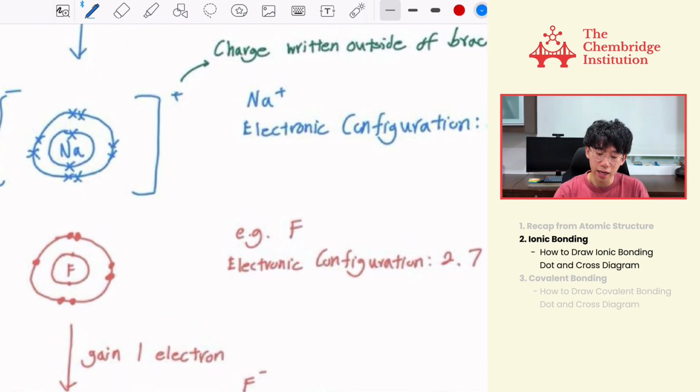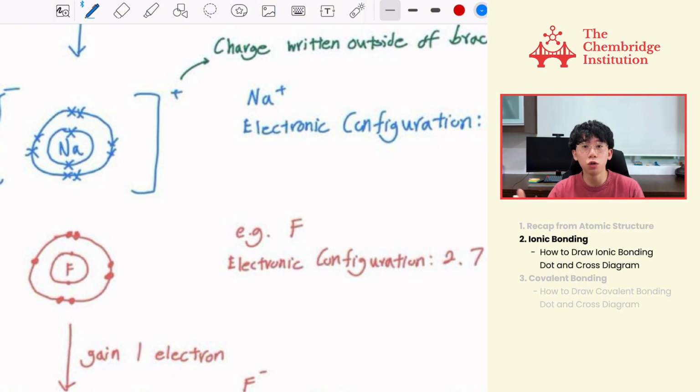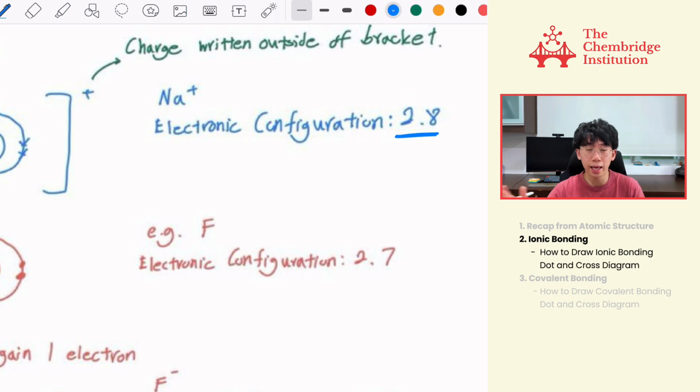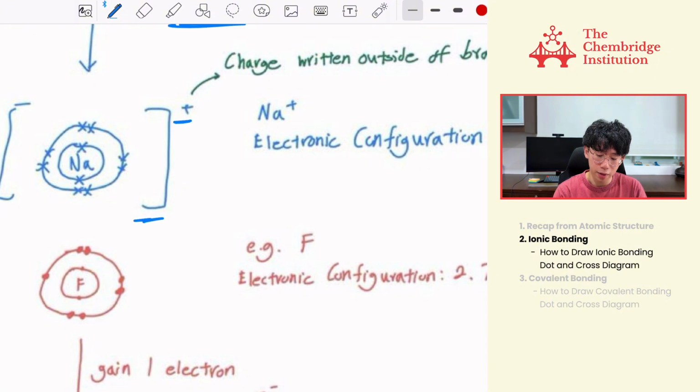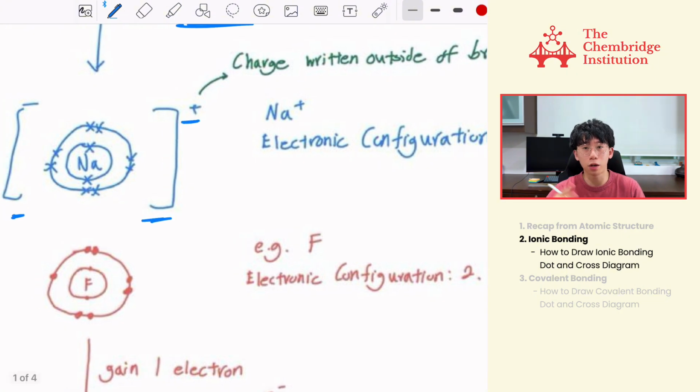This would end up creating a new dot and cross, where because of the new electronic configuration of sodium, it will have a 2.8 electronic configuration instead of 2.8.1 because it lost the 1 electron. And because of that, it wouldn't have a third shell. So when you're drawing the dot and cross for the ion, you don't need to draw the third shell itself because it's empty, it doesn't exist. And it will have a square bracket and a plus charge that is always written on the outside. Do take note, charges are always written on the outside itself.